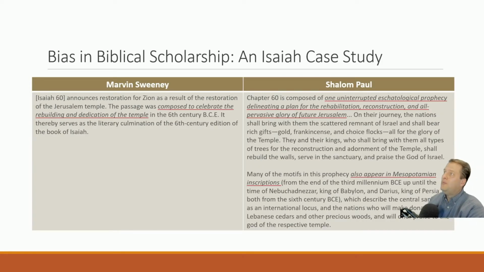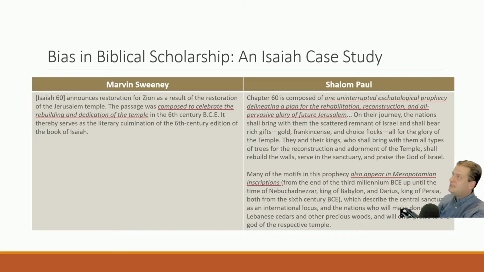Here again, in this passage, we're talking about Isaiah 60. And Sweeney says Isaiah 60 announces restoration for Zion as a result of the restoration of the Jerusalem temple. The passage was composed to celebrate the rebuilding and dedication of the temple in the 6th century BCE. It thereby serves as the literary culmination of the 6th century edition of the book of Isaiah.